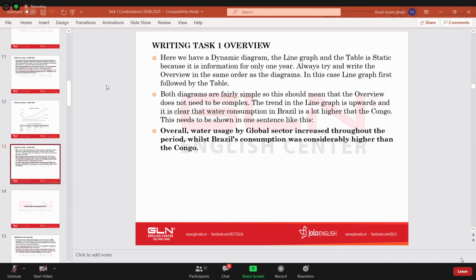Both diagrams are fairly simple, so this should mean that the overview does not need to be complex. The trend in the line graph is upwards, and it is clear that water consumption in Brazil is a lot higher than the Congo. This needs to be shown in one sentence like this. So the overview is: overall, water usage by global sector increased throughout the period, whilst Brazil's consumption was considerably higher than the Congo.